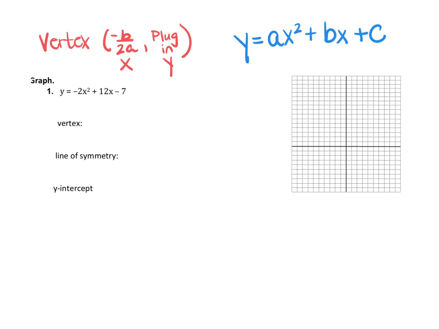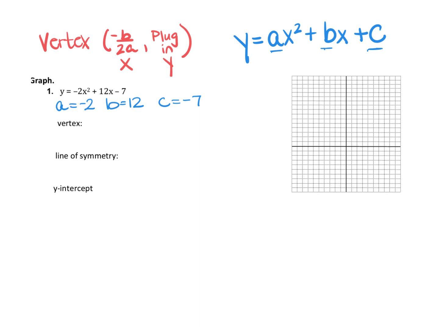All right, so for question number 1, we're going to graph y is equal to negative 2x squared plus 12x minus 7. Remember in our formula, we have y is equal to ax squared plus bx plus c. So we're going to start by identifying our a, b, and c. Our a is negative 2, our b is 12, and our c is negative 7.